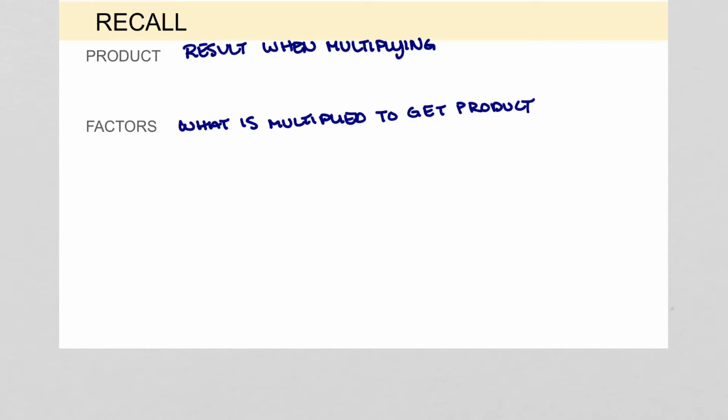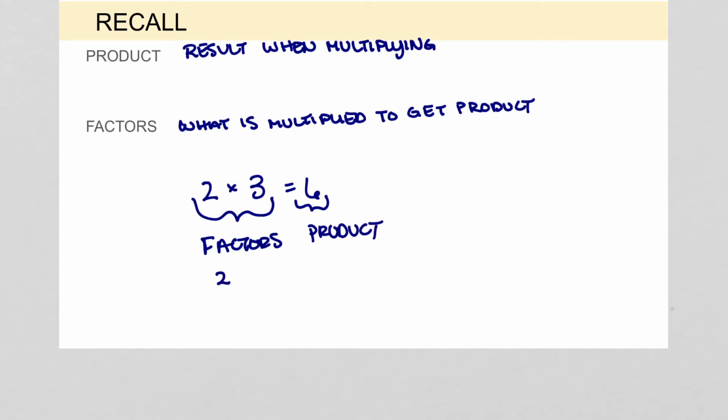So let's think of an example. If I said 2 times 3 equals 6, I could say that 2 and 3 are factors of the product 6. Okay, so the factors are 2 and 3, the product is 6.